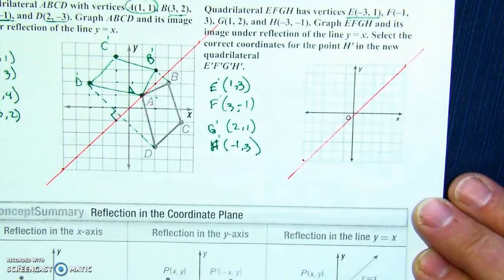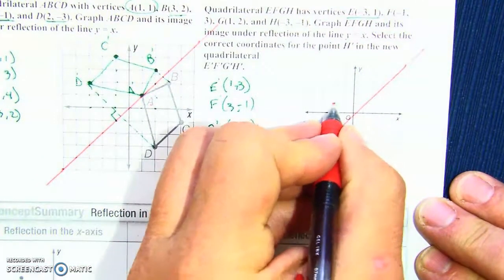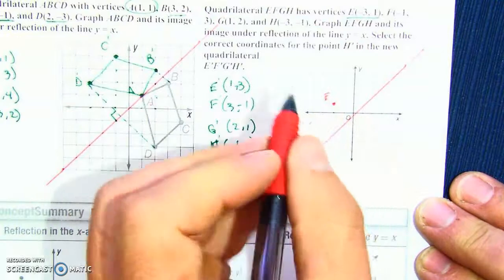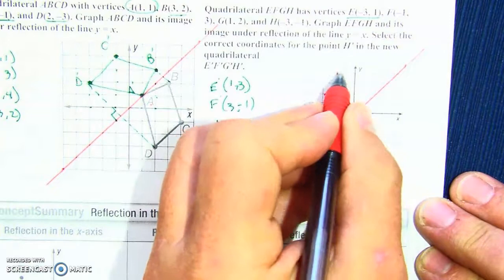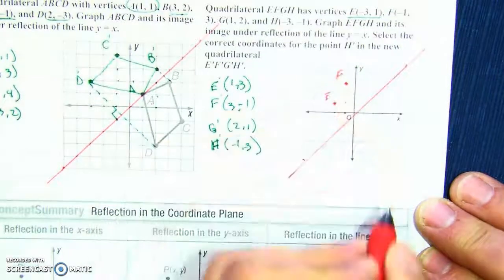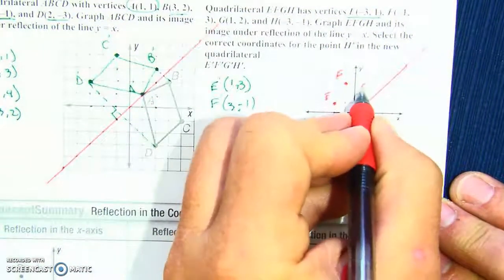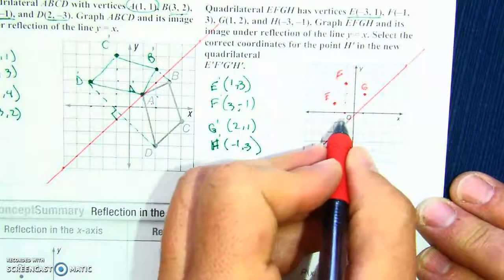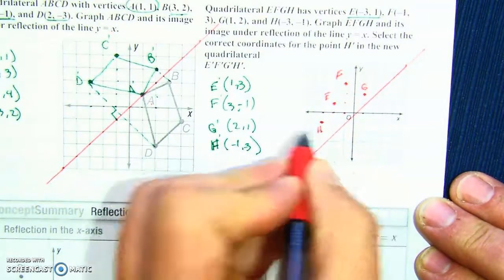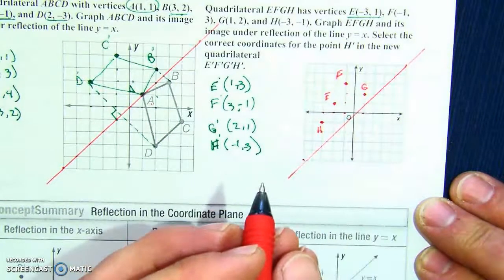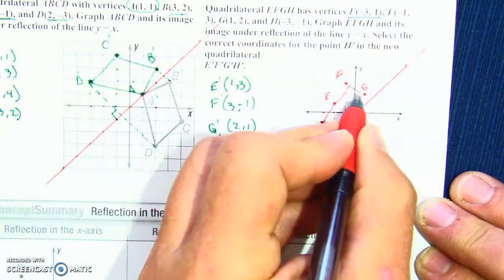Okay, so they ask you to really actually plot your original one, which is negative 3, 1, 2, 3, up 1. That's my E. F is at negative 1, comma 3, 1, 2, 3. This is F. G is at 1, 2, 1, 1, 2. Okay, and then H is at negative 3, 1, 2, 3, negative 1 is here. Okay, so then we go ahead and plot our points here.